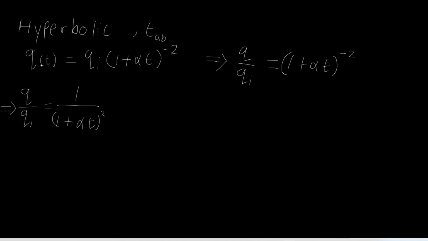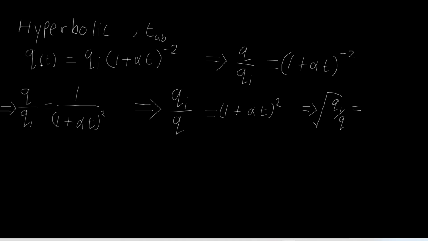So when we do that, we have that qi over q is equal to 1 plus alpha t squared. Let's get rid of the 2. We're going to get rid of it by finding the square root of both sides. When we do that, we have that the square root of qi over q is equal to 1 plus alpha t.